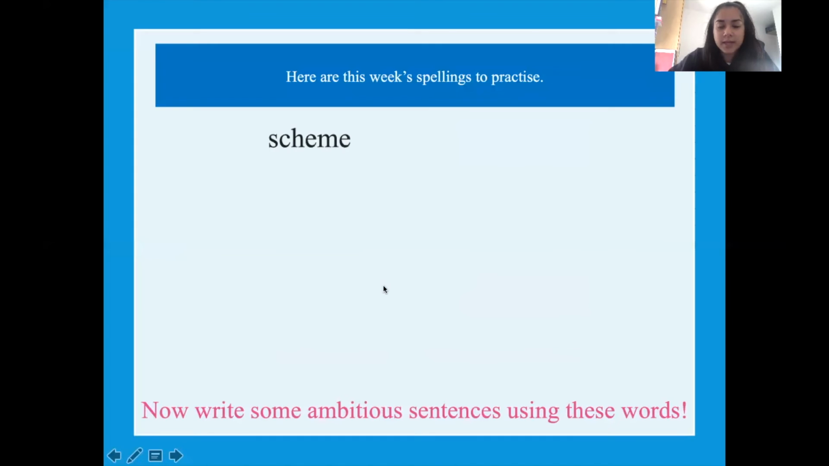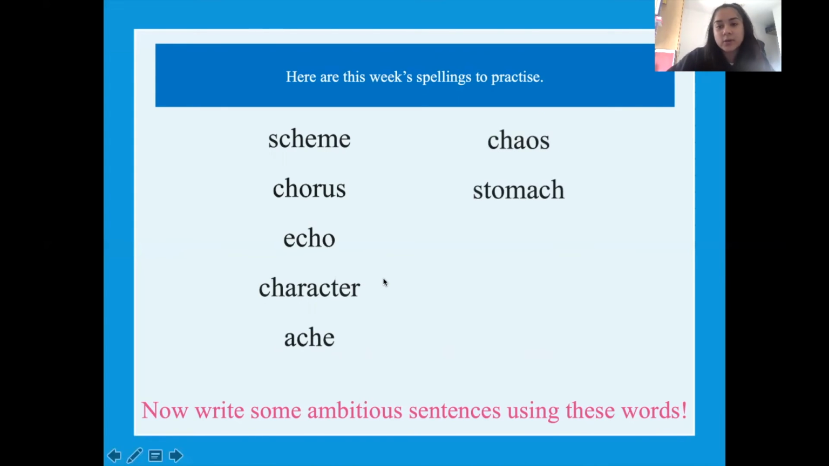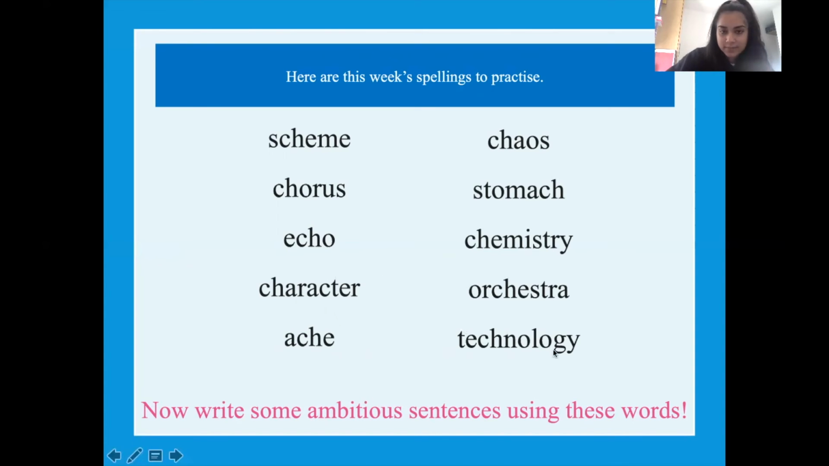So your spelling words for this week, we've got scheme, chorus, echo, character, ache, chaos, stomach, chemistry, orchestra, technology. So what I'd like you to do now is write some ambitious sentences using these words. To help you, please use a dictionary, whether that is one online or one that you have at home, to find out the meanings of these words, and that will help you to find the context to use them in.